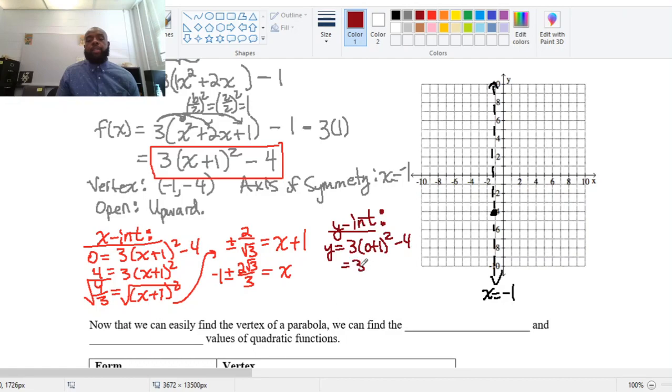And so we get 3 times 1, because 0 plus 1 and then squared is 1. And so we get negative 1. So that's the point (0, negative 1). I can plot that point here. And if I told you that you had a graph with 3 points, well, since I know my y-intercept and it's 1 unit from my axis of symmetry on the right side, by the logic of having a line of symmetry, I know that my graph goes through the point (negative 2, negative 1) as well.